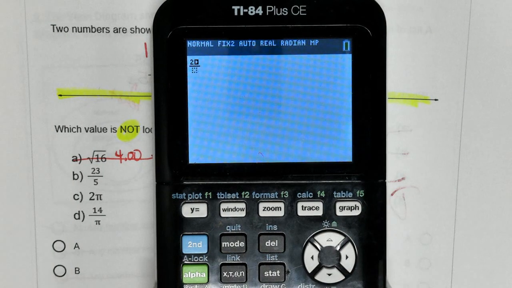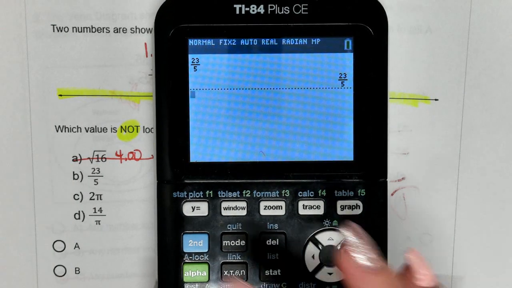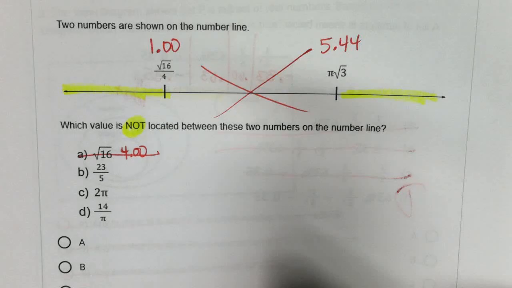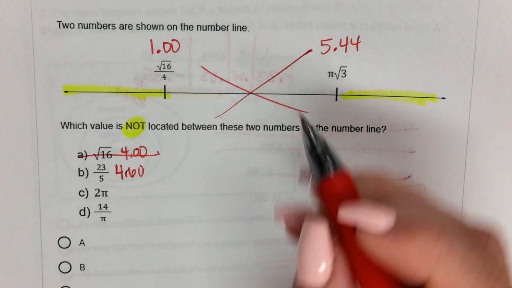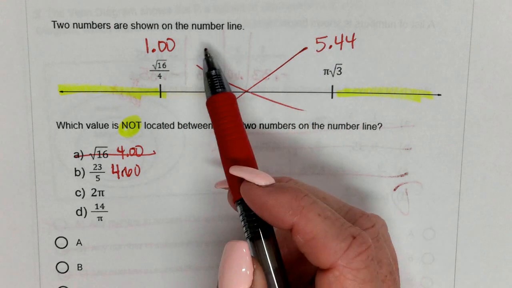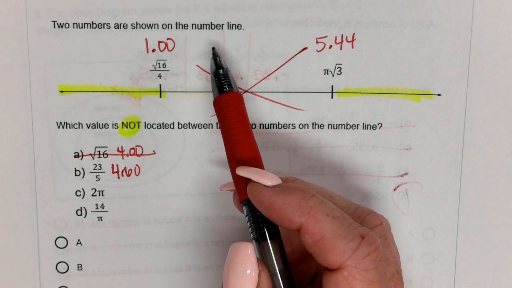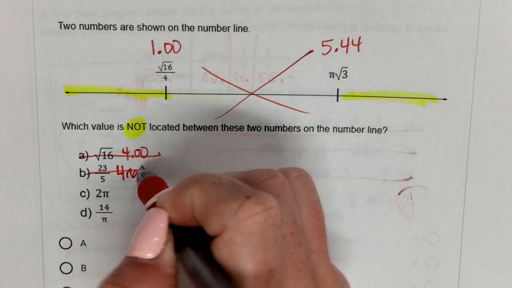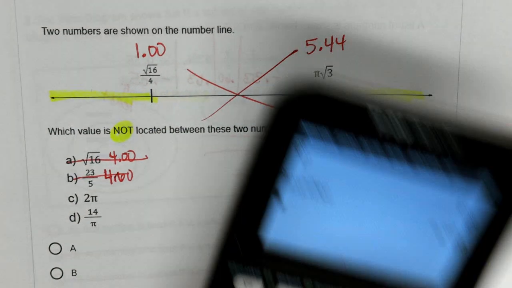23/5. Everybody should be looking up at the board with me. Is $4.60. Would $4.60 be more than $1? Yes. Would it be less than $5? Yes. So would it fall in the middle? Yes. But I'm looking for the one that does not fall in the middle.